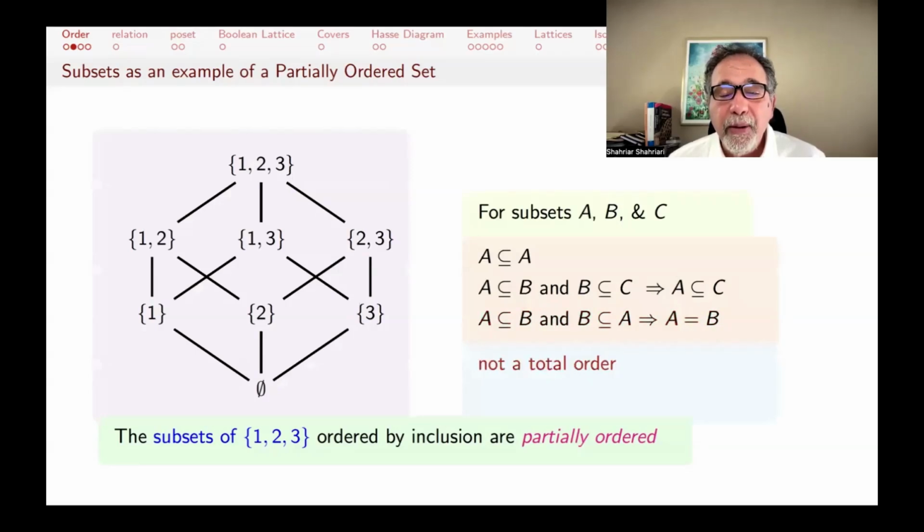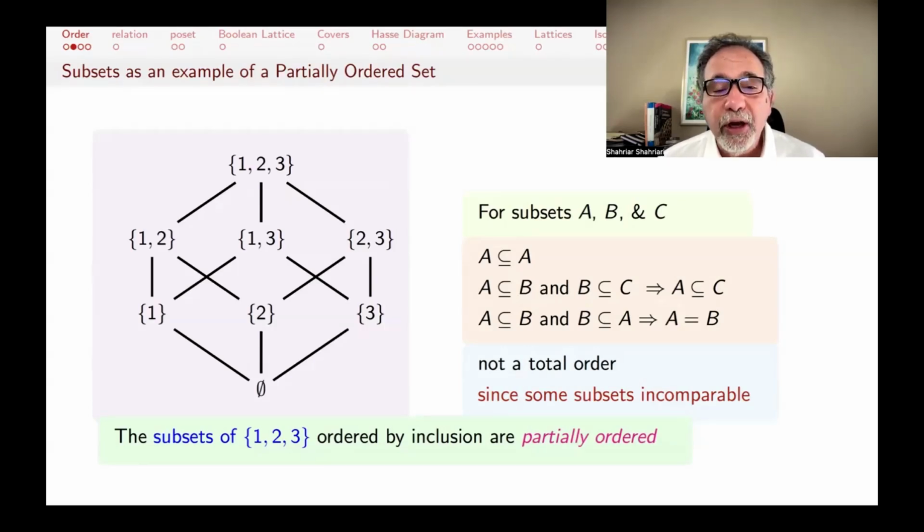The thing that they're missing to be a total order is that some of the sets are not comparable. For the integers, if you pick two integers, you could always say that one is less than or equal to the other. But for subsets, that's not true. If you take the subset {1, 2} and the subset {2, 3}, those are incomparable. Neither one is a subset of the other.